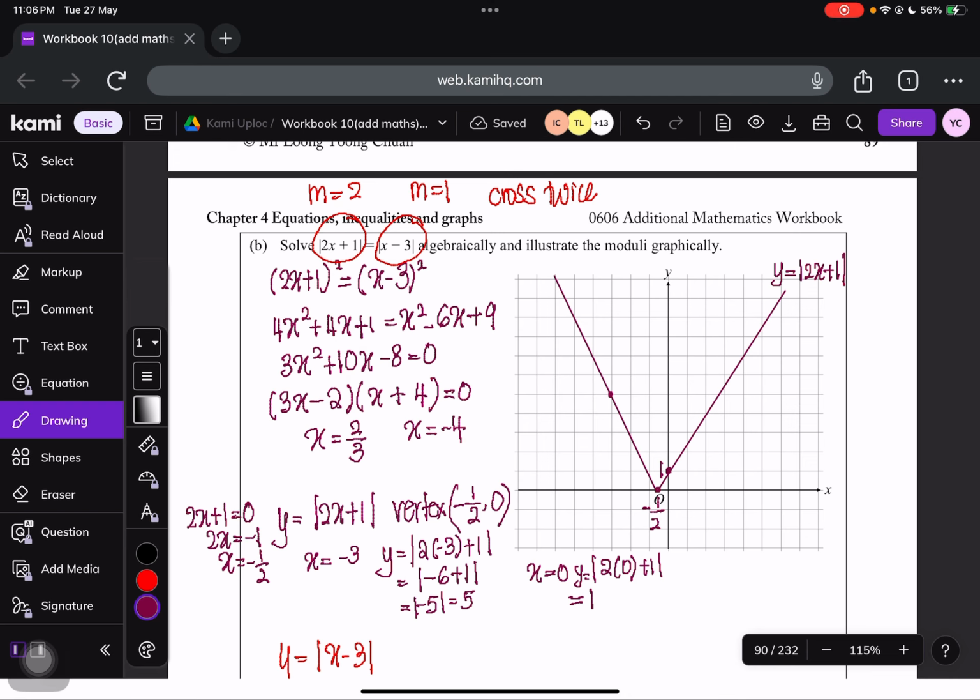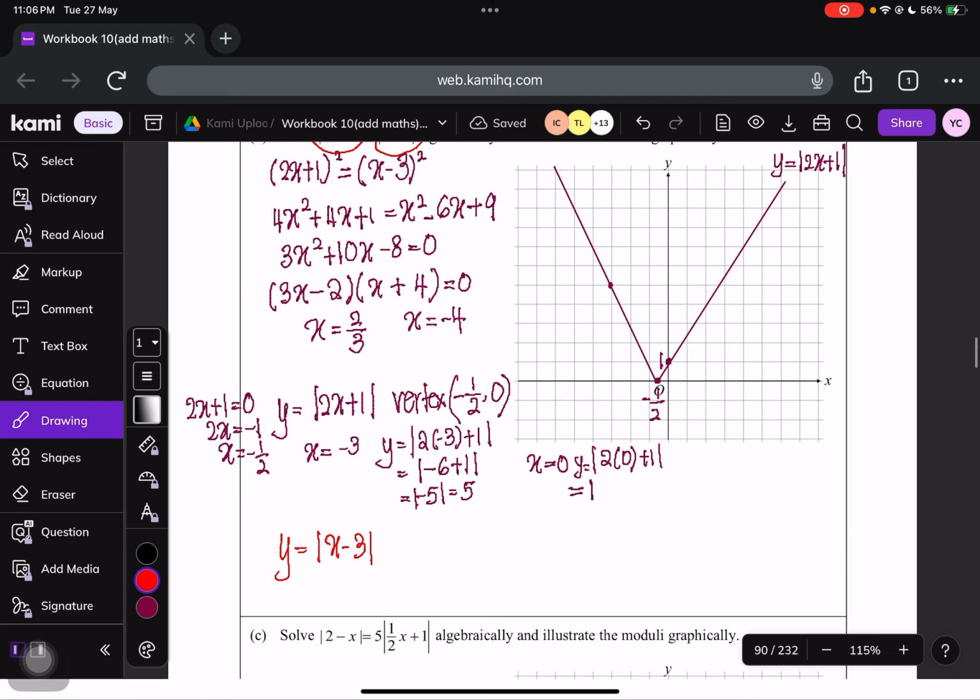Okay? Now, the red one on the other hand, what's the vertex here? The first step. The vertex here is 3, 0. So this is a point here, 1, 2, 3 is here, 0. Okay? Then you choose any point on the left side.